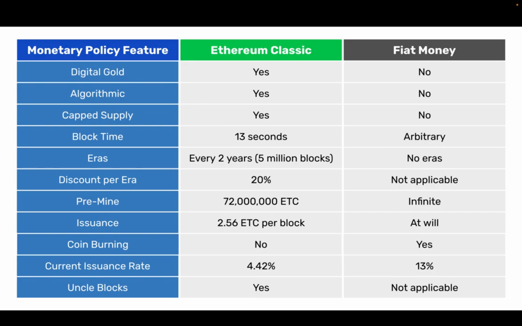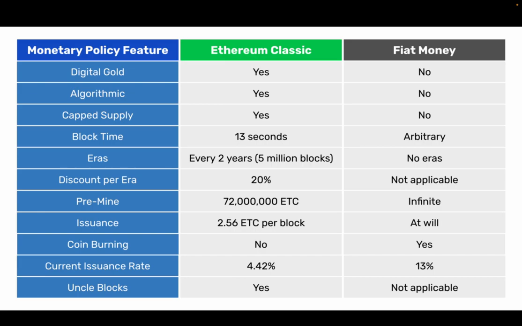Second feature, is it algorithmic? In the case of Ethereum Classic, yes. Fiat money, no. Capped supply, Ethereum Classic, yes. Fiat money, no. Block time, Ethereum Classic is every 13 seconds. And fiat money is arbitrary. They issue money whenever they wish.